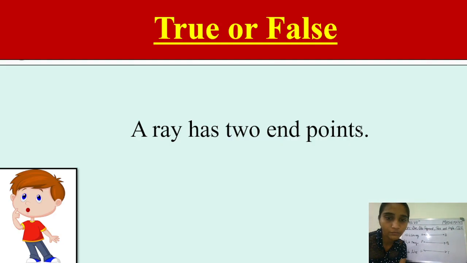There is one question for you, students. You have to opt as true or false: a ray has two endpoints. So is this a true or a false statement?